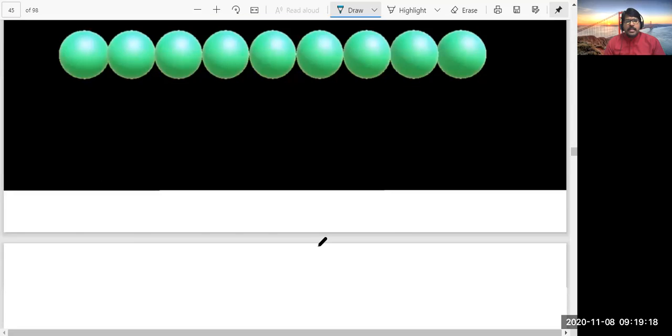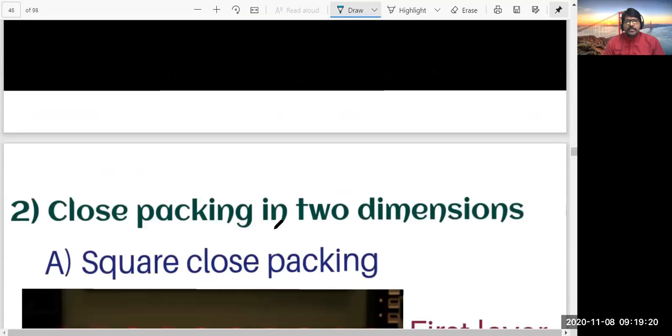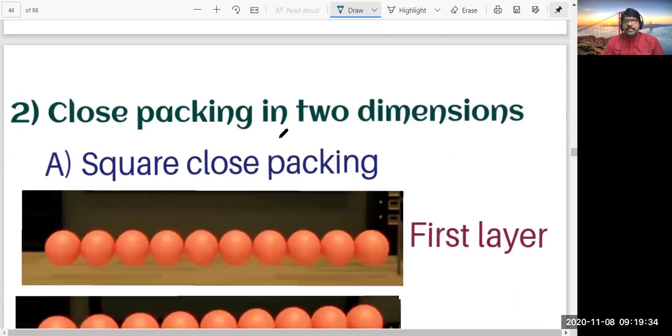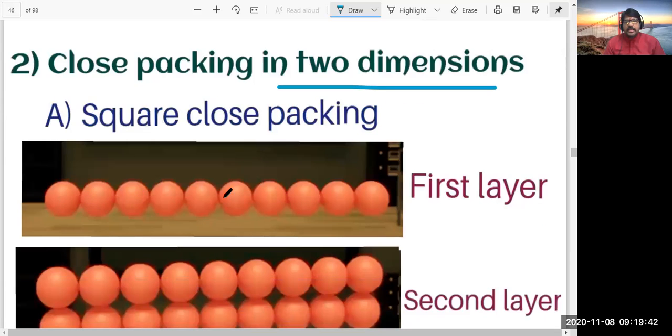And now let us take close packing in two dimensions. As I told you before, these are further divided into two types: one is square close packing and another one is hexagonal close packing. First let us take square close packing. Very clear, the particles are present in two dimensions. Whenever we are in two dimensions, you can see this is taken as the first layer, and these are the particles of the first layer.